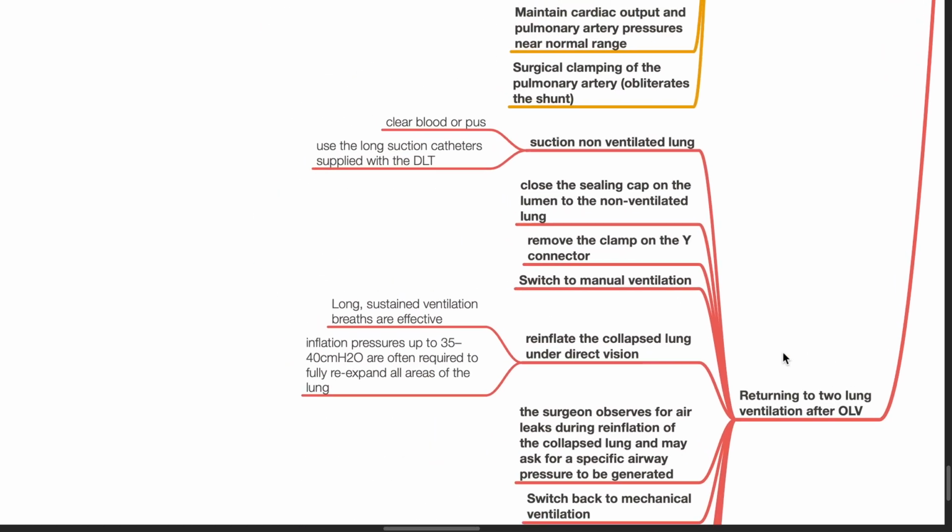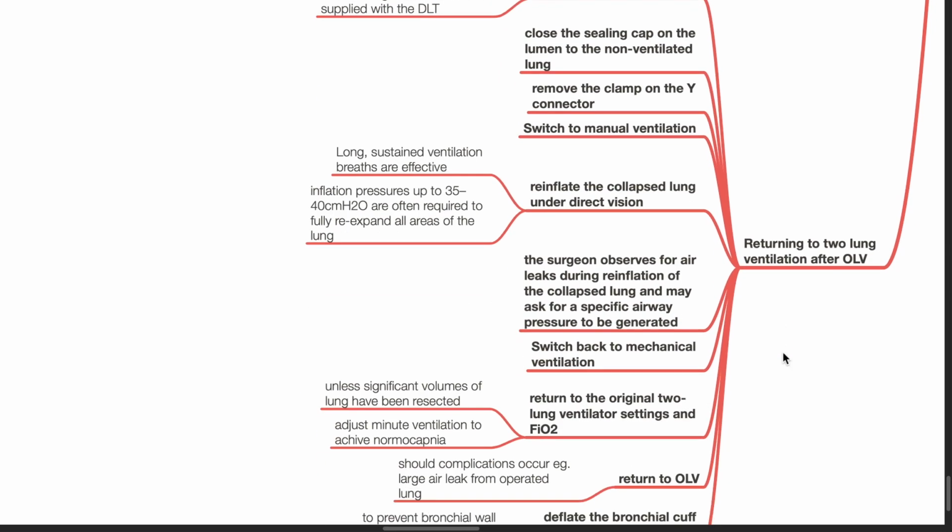Returning to 2-lung ventilation after 1-lung ventilation. Suction the non-ventilated lung to clear pus or blood. Using the long suction catheter supplied with the DLT, close the sealing cap on the lumen to the non-ventilated lung. Remove the clamp on the Y connector and switch to manual ventilation. Re-inflate the collapsed lung under direct vision.